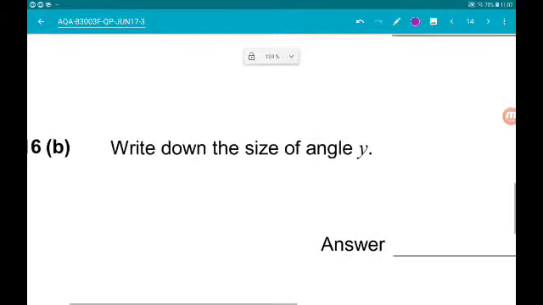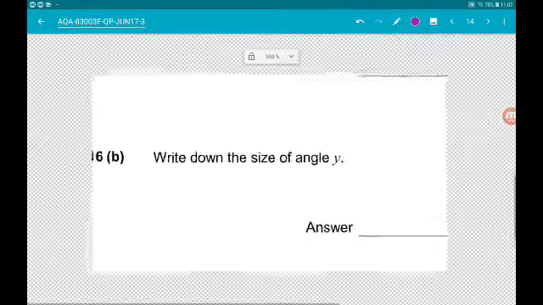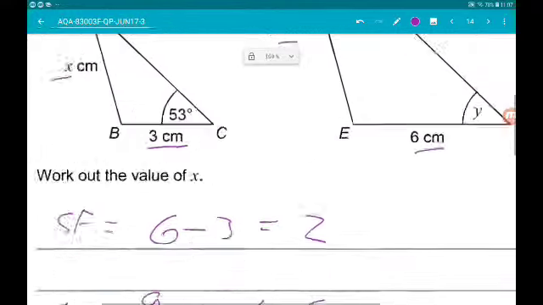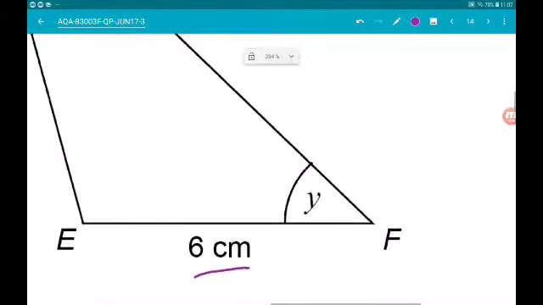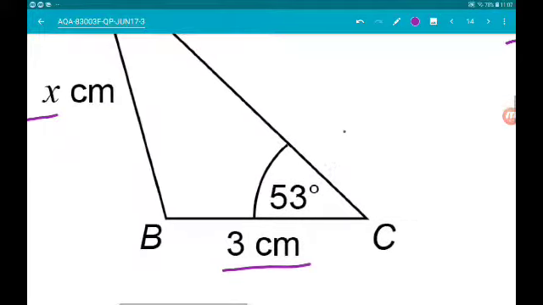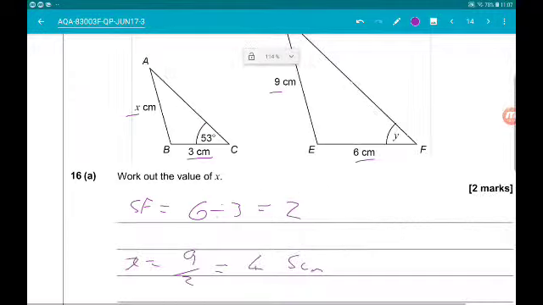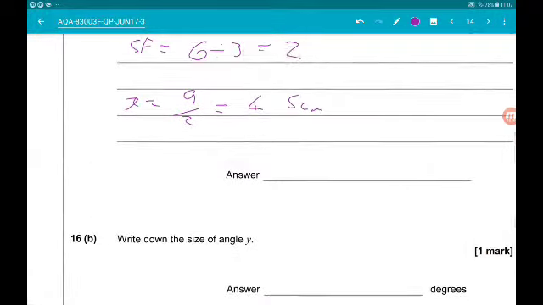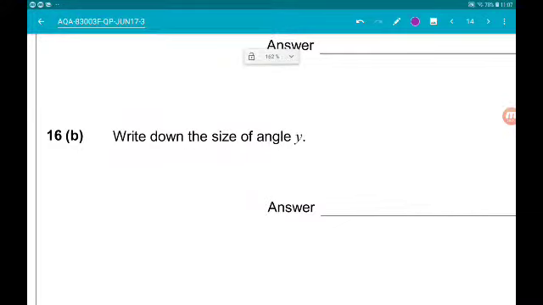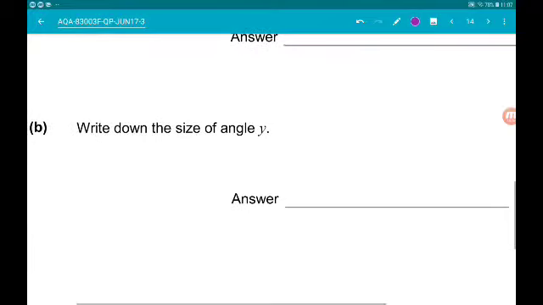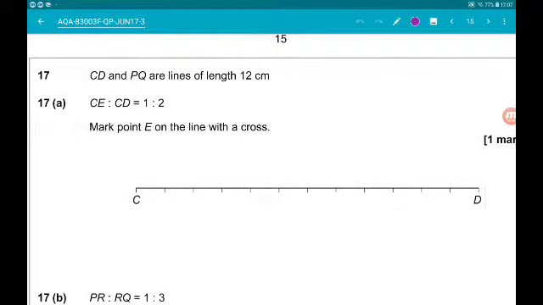Part B wants us to write down the size of angle y. So angle y is here. It's the same as this angle here. So when they say write down, usually that means you don't need to do anything clever, the answer is in front of you. So it's 53 degrees. Cool. Question 17.